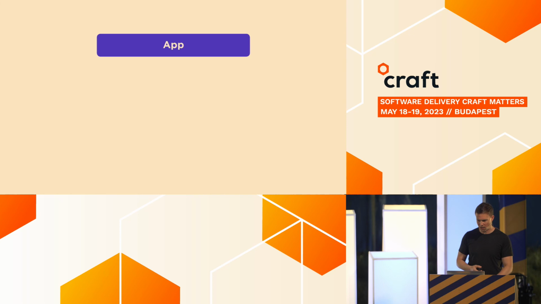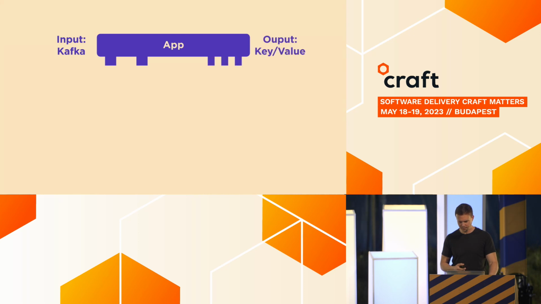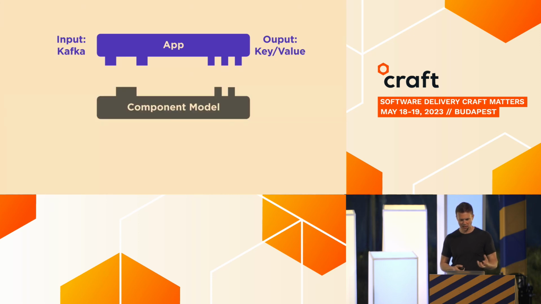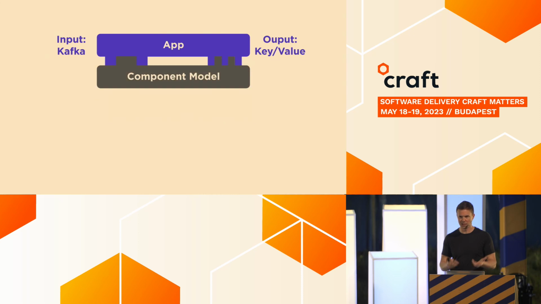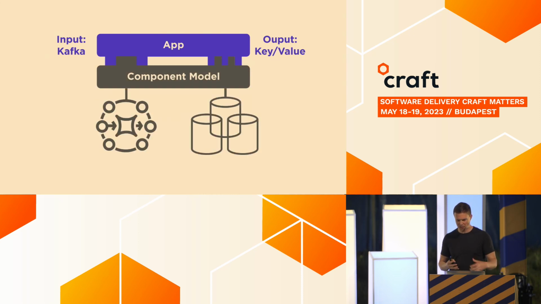So the way the component model works is, consider this application that maybe needs input from Kafka, and then it's going to persist output in a key value store. So it declares these dependencies, and then the infrastructure basically provides the matching components to compose together with the application. And the abstraction is consistent, but the implementation can vary.